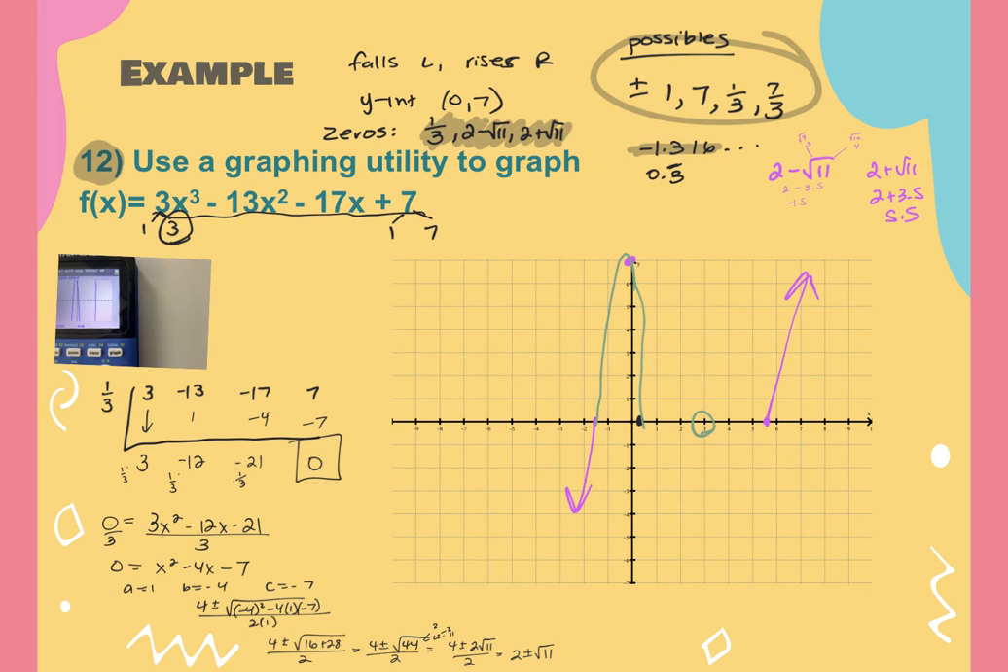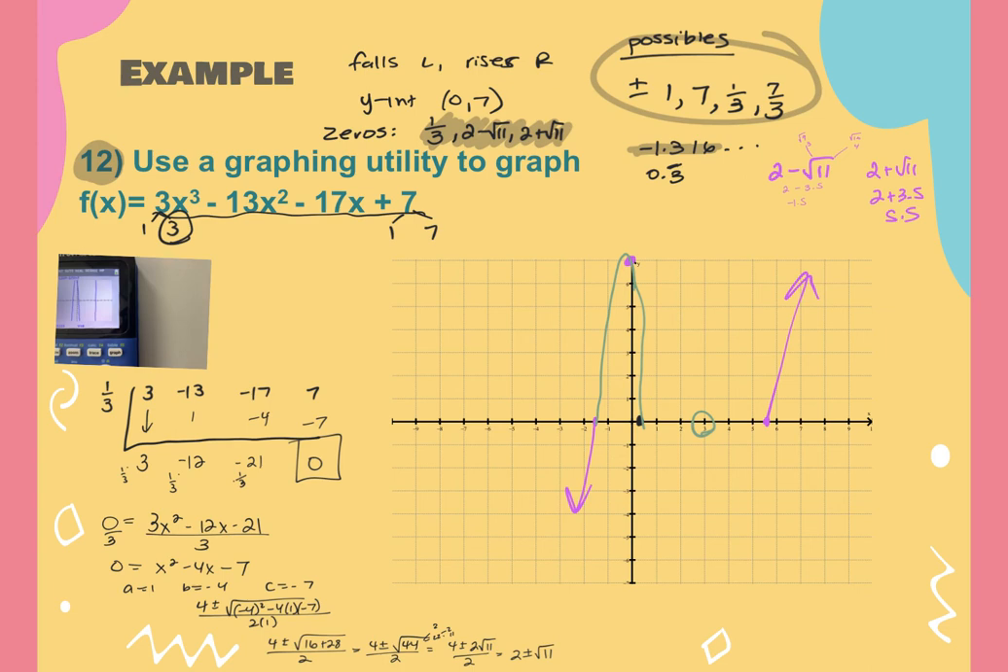So let the calculator do the work there. That's 81 minus 117 minus 51 plus 7, and just plug it in. 81 minus 117 minus 51 plus 7, and I get negative 80.